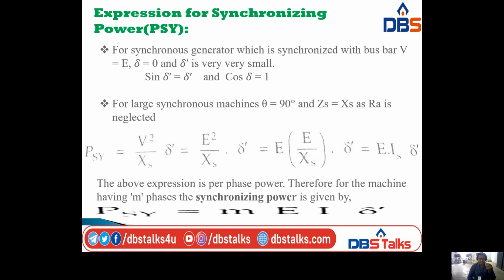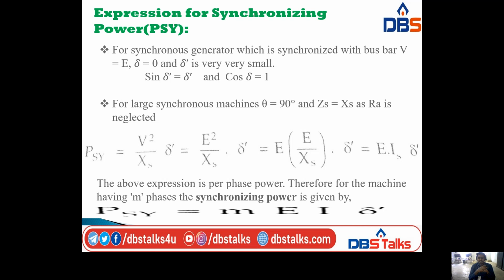In the sin delta dash we substitute delta dash, that's why we have V squared by Xs into delta dash, that is equal to E squared by Xs into delta dash, that is equal to E into (E by Xs) into delta dash, so that is equal to E into Is into delta dash. This is the synchronizing power expression.